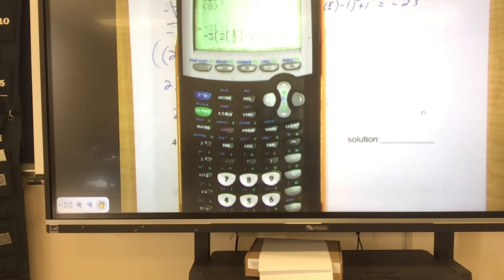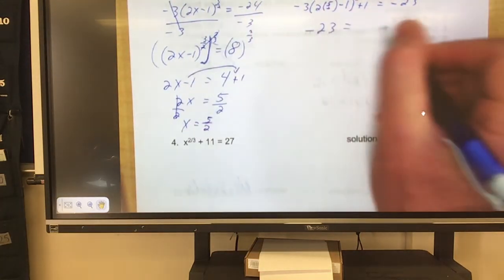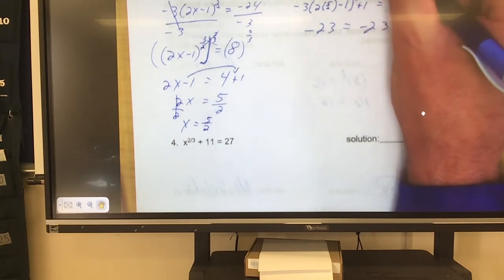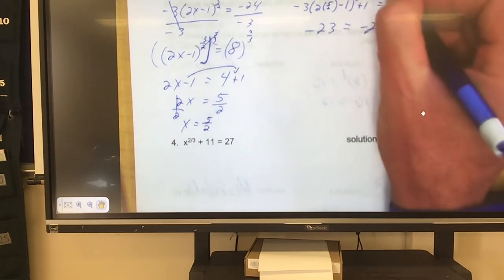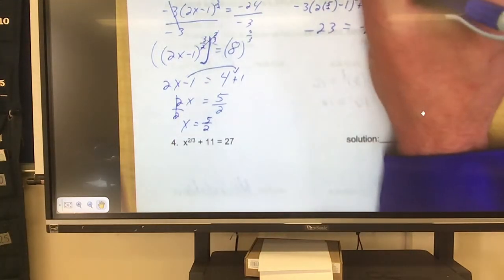Let's see. And it does. So negative 23 equals negative 23. So my answer was 5/2. Okay, that is my x value. My solution is my x value. x equals 5/2.